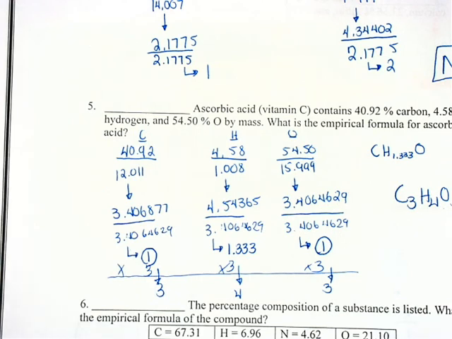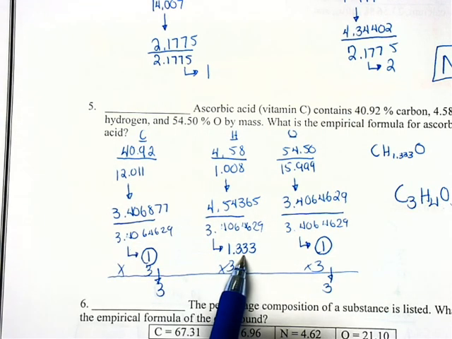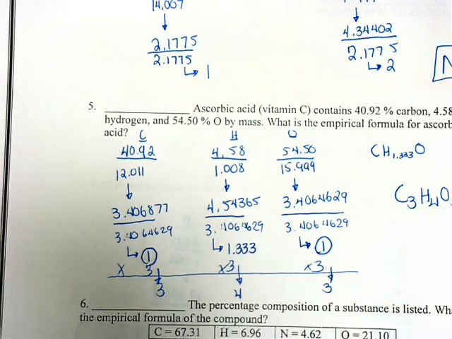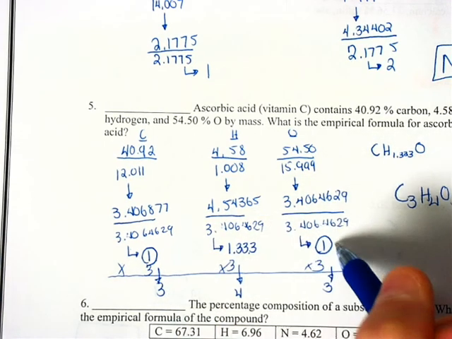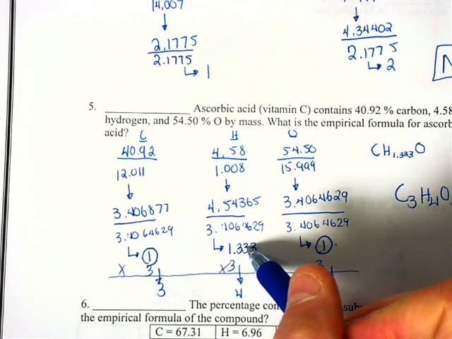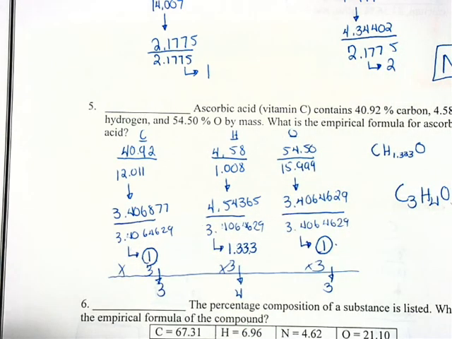Yes, ma'am? It really is just a little bit of practice. Like I know that when you have a 0.3333, you're going to have to multiply it by 3 because 0.333 is basically like 1/3. What if it had said 1, 1, and 1.25? What would you multiply by? 4, because 1.25 times 4 gives us 5. So we're always going for a whole number. Make sense?